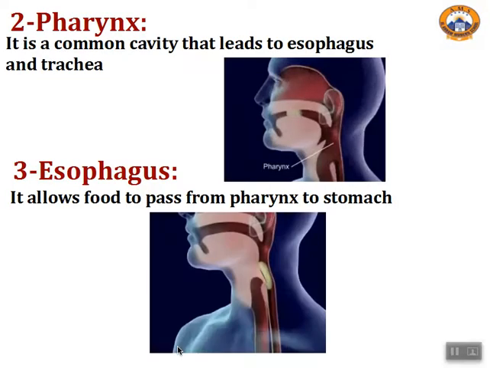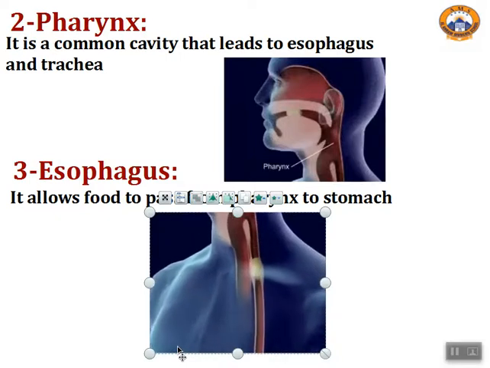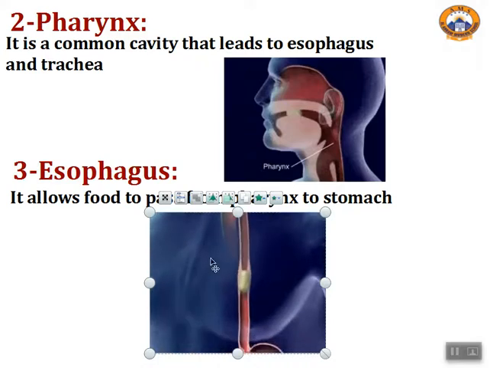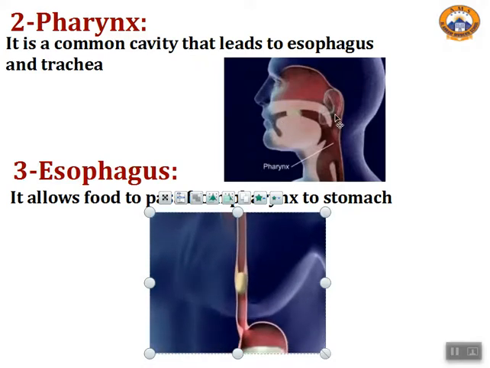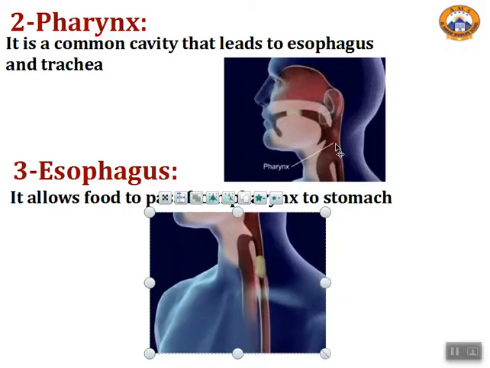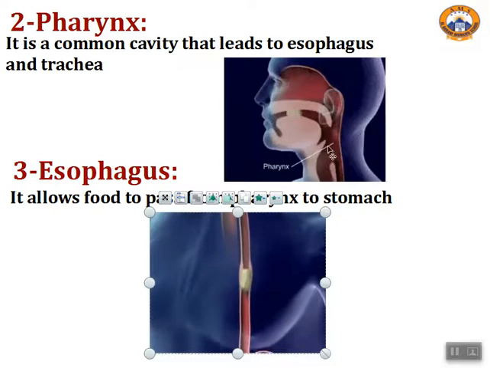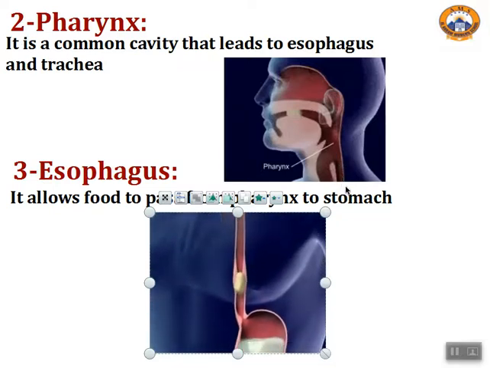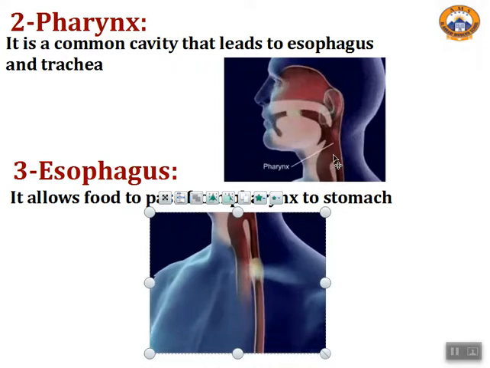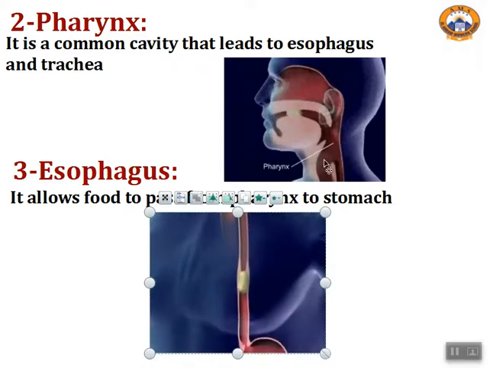After the food is cut down by the act of the teeth inside the mouth and it's mixed with the saliva by the help of the tongue, now the food will pass to the pharynx. Here is the pharynx. As you can see, the pharynx, it's a cavity that leads to two pathways or two tubes. The back one is called the esophagus, and this belongs to the digestive system, and the front one is called the trachea, and this belongs to the respiratory system that we are going to study in the next lesson.